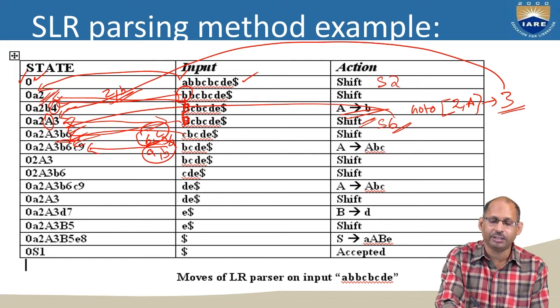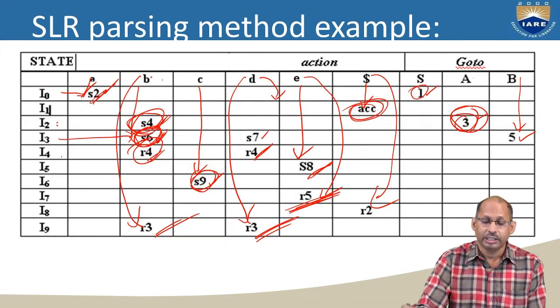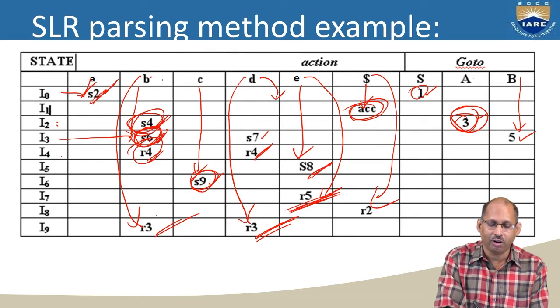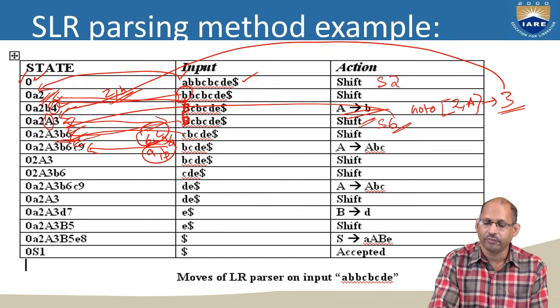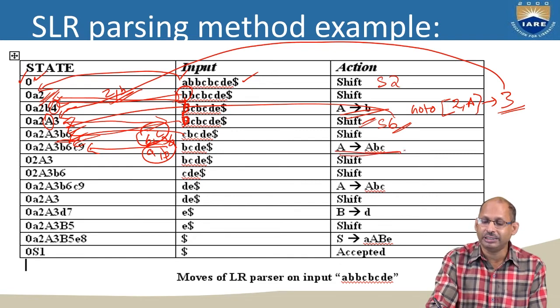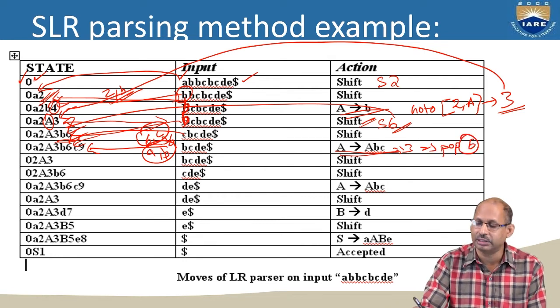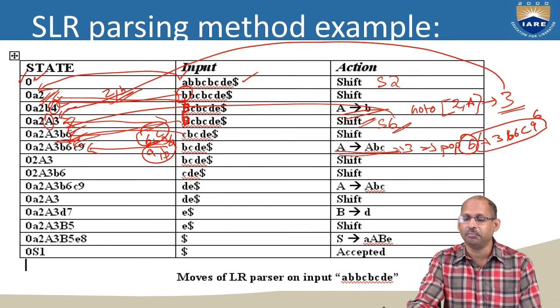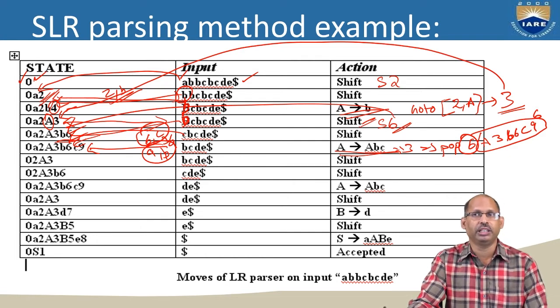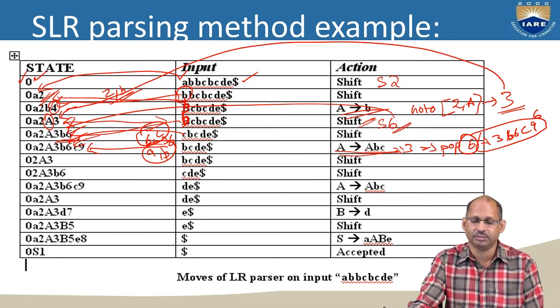Now consider 9 and B. What do we have? 9 and B, we have R3. What is R3? This one is R3. How many symbols? 3 symbols. So pop 6 symbols. What are the 6 symbols? A3, B6, C9. Pop all these 6 symbols.